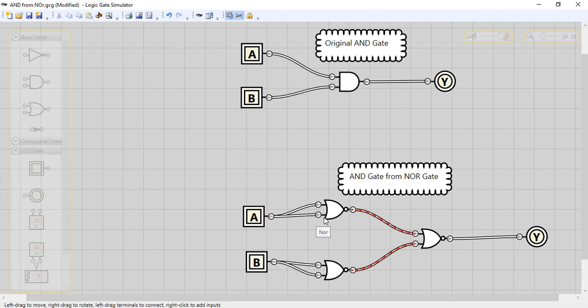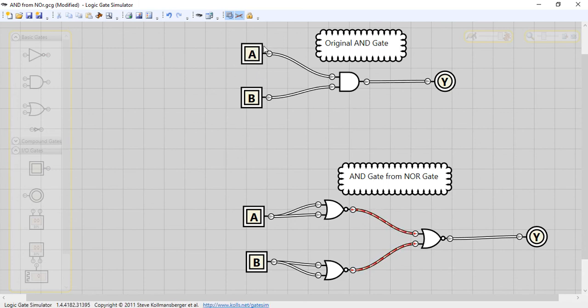Here you can see the input of the first NOR gate is merged into a single input A. Likewise, for this second NOR gate, you can see the input is merged into a single input B, and the outputs of the first and second NOR gates are connected to the inputs of the third NOR gate here, and this Y represents the overall output for my combination of these three NOR gates. Now we will change the values of A and B here, and we will compare the output in both the cases.